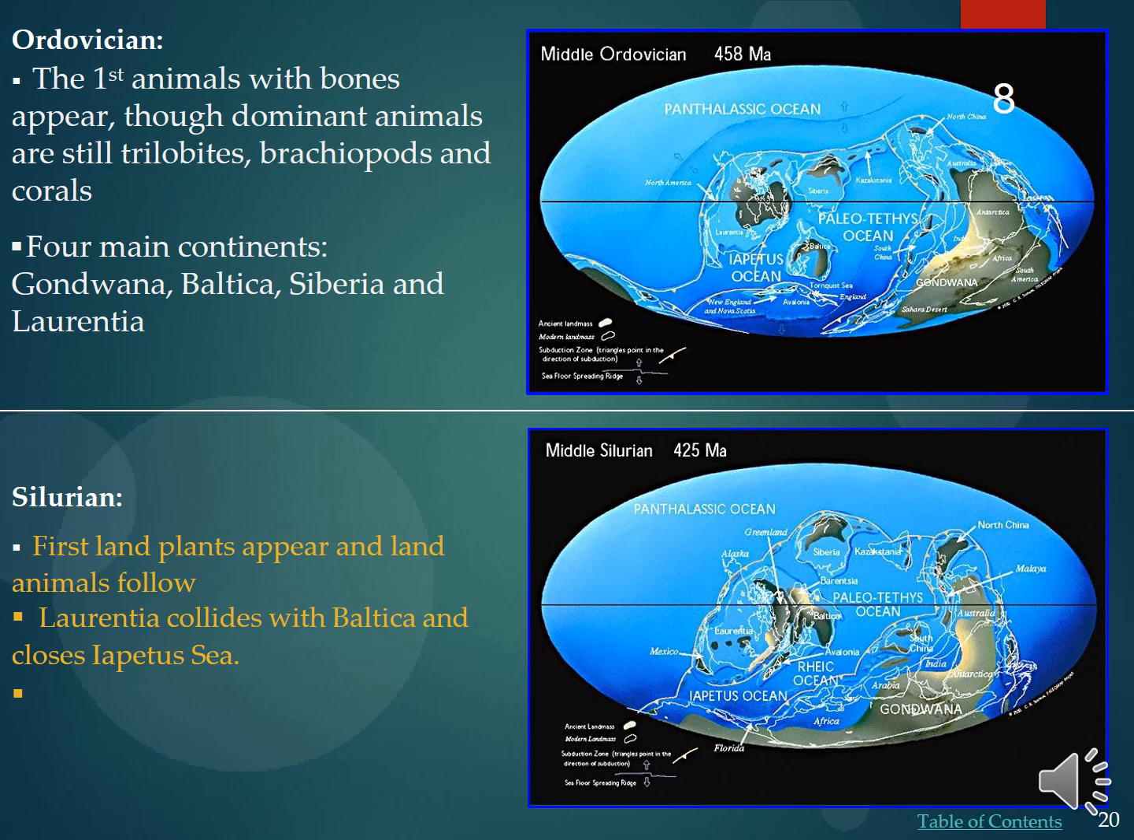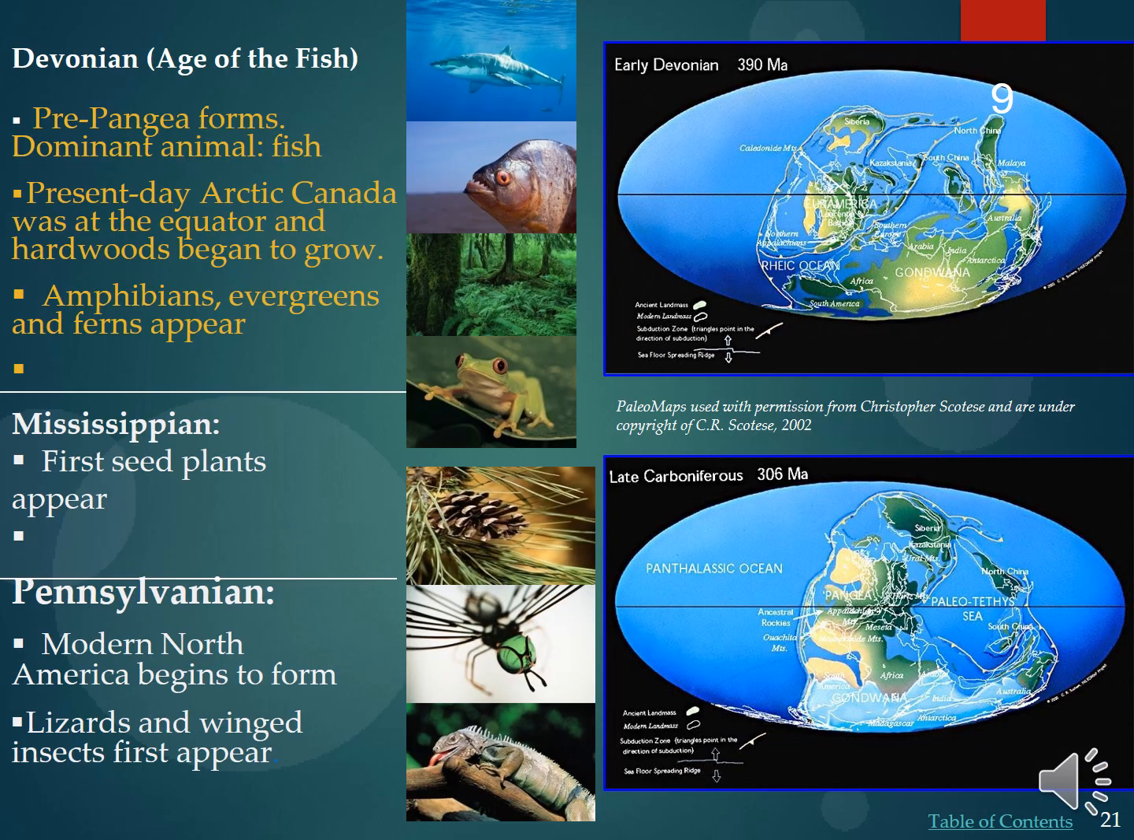Where the first land plants appeared and land animals followed. Laurentia collides and Baltica encloses Iapetus. The Devonian, which is also known as the age of the fish, where the dominant animals were fish, and Arctic Canada was at the equator and hardwoods began to grow. The amphibians, evergreens, and ferns appear in the Devonian period.